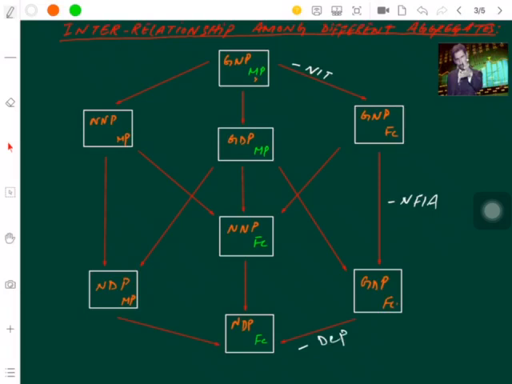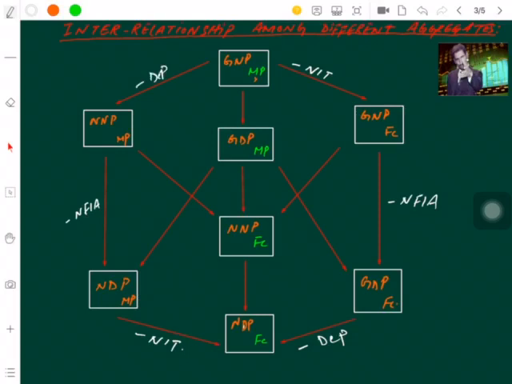Here, the arrow is going downwards, NDP MP, NDP FC. So the difference is between MP and FC, minus NIT. Like here, NNP at MP, NDP at MP. So the difference is national and domestic. So minus NFIA. Here at the top, GNP MP, NNP MP, the difference will be exactly depreciation.